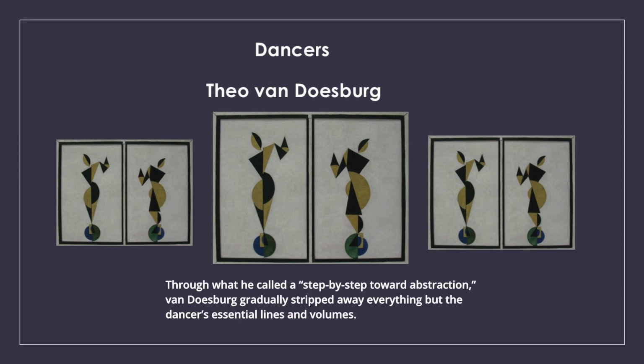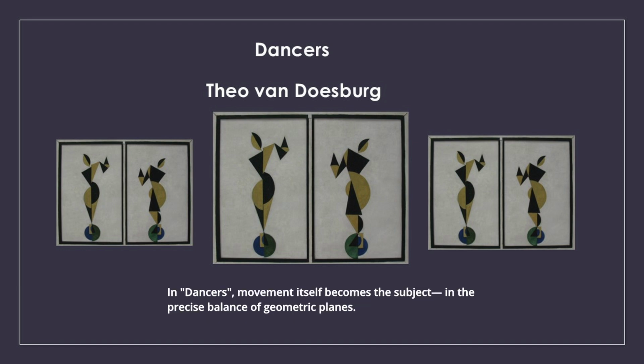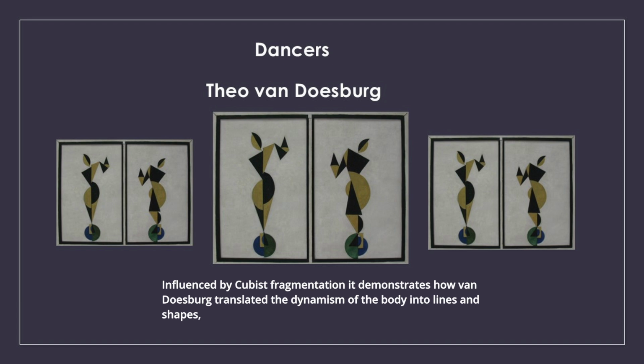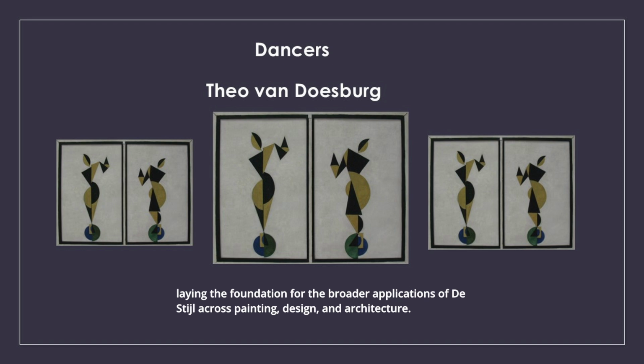Through what he called a step-by-step toward abstraction, van Doesburg gradually stripped away everything but the dancer's essential lines and volumes. In Dancers, movement itself becomes the subject, in the precise balance of geometric planes. Influenced by Cubist fragmentation, it demonstrates how van Doesburg translated the dynamism of the body into lines and shapes, laying the foundation for the broader applications of the style across painting, design, and architecture.